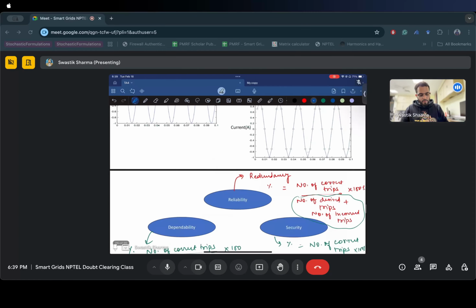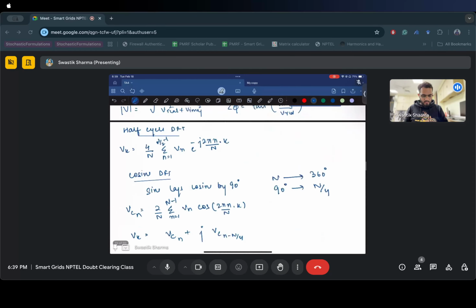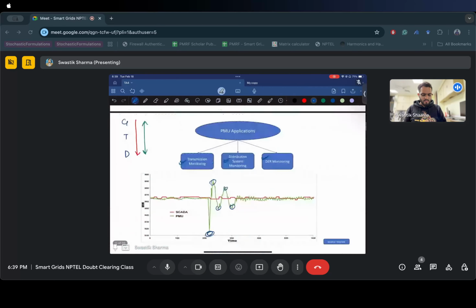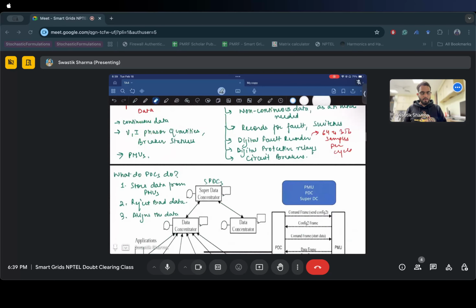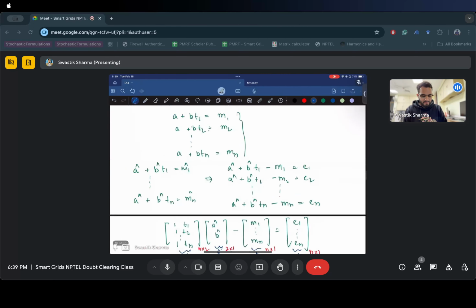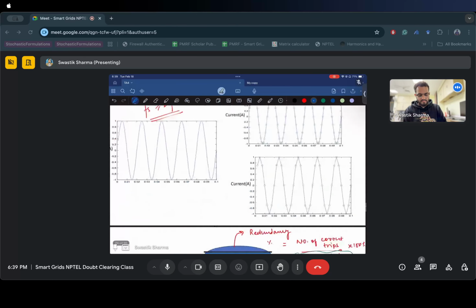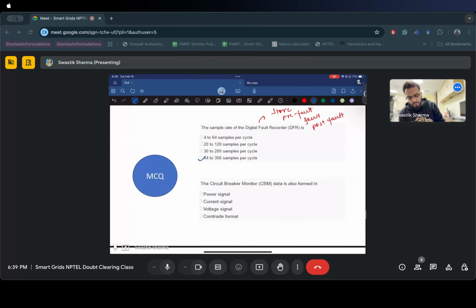I forgot to tell you this number earlier. For a digital fault recorder, it is 64 to 256 samples per cycle, which is more than what your PMUs are providing. It's because it is used only periodically, when a fault has occurred, to do the post-disturbance analysis, and that is why the resolution is so high. You can check the instructor's slide, where it has been covered.